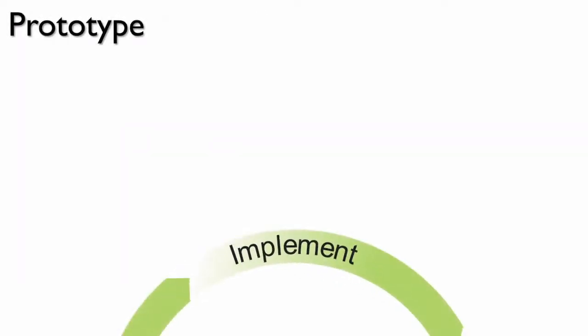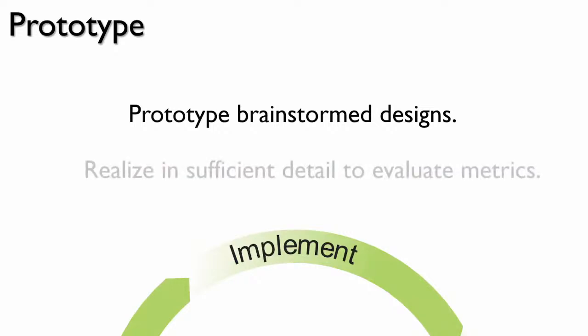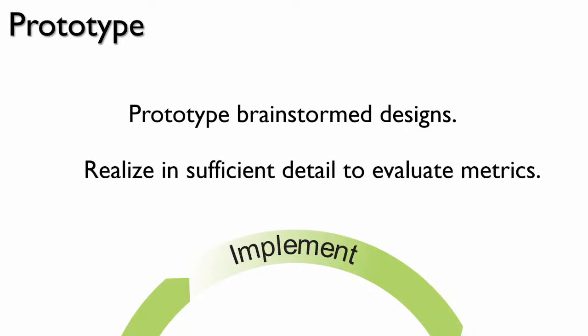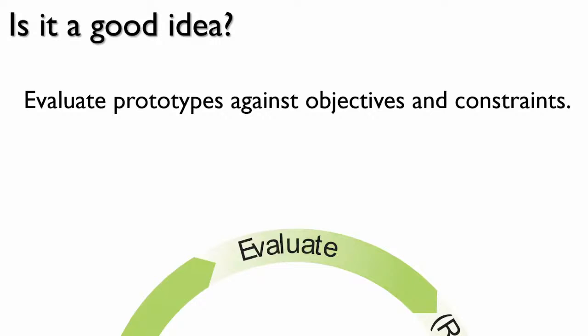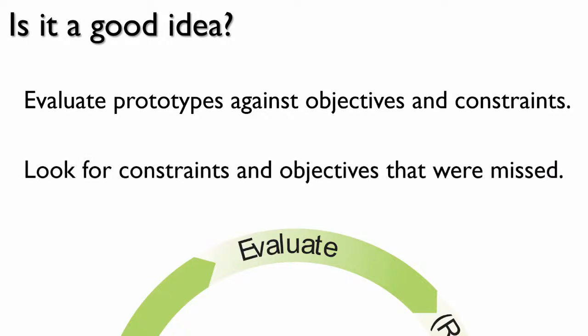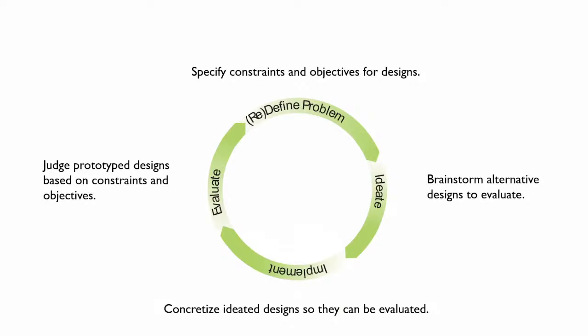Next, you're going to actually implement that. You're going to prototype. You're going to take your idea and make it a reality in some way. And at this stage, you need to realize it in sufficient detail such that you can evaluate the metrics that you determined are necessary to see if you're on the right track. And finally, decide: was this a good idea or not? In this stage, you both want to evaluate your prototypes against objectives and constraints, as well as look for constraints and objectives that were missed. Then you come back around, look at the problem definition again, and the cycle repeats.